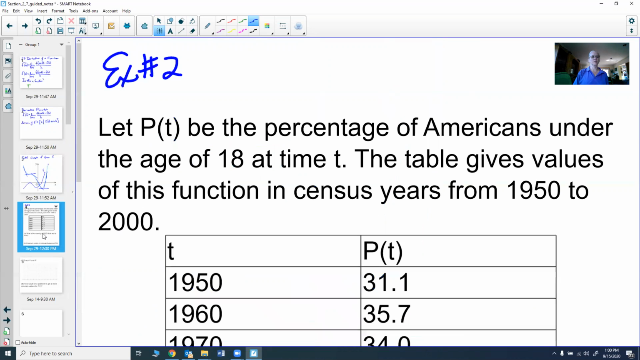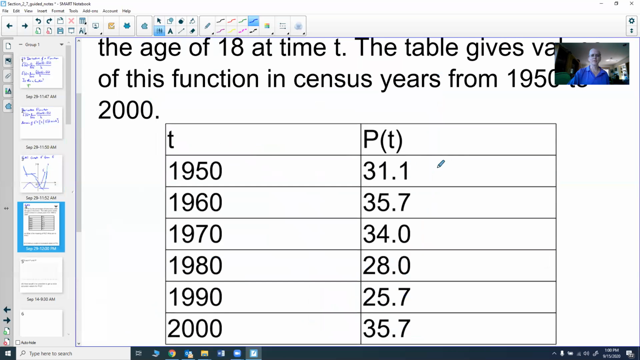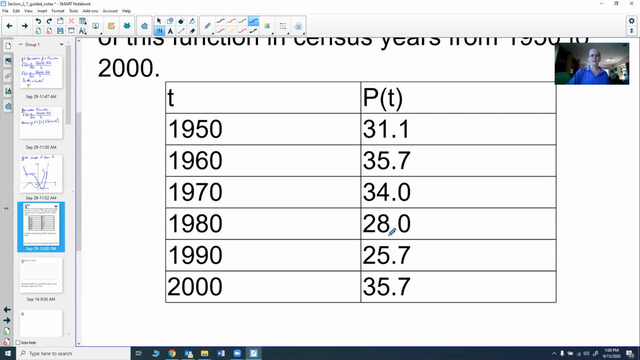Let's look at a numerical interpretation. Let's say we have P of t be the percent of Americans under the age of 18 at time t. The table gives values for this function in census years from 1950 to 2000. In 1950, 31.1% of the population was under 18. In 1980, it was only 28.0%. And in 1990, it was 25.7. But in 2000, it was only 35.7.